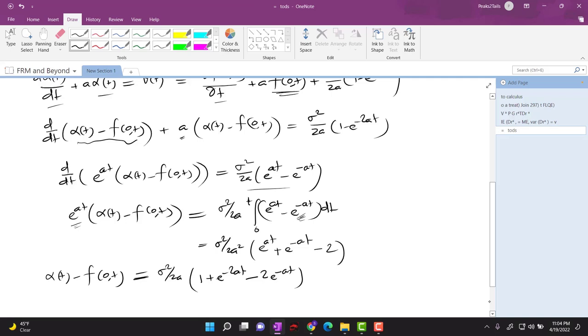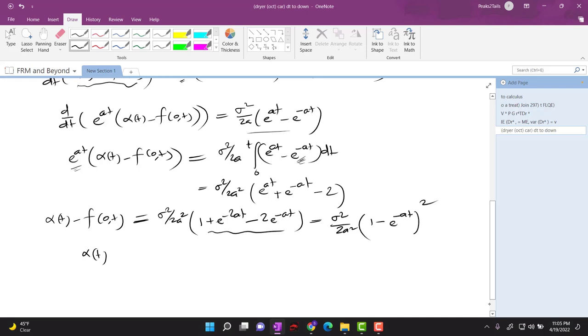Now if you recognize, this is in the form of a minus b whole square. I forgot a square here. Sigma squared by 2a square, and this is 1 minus e to the power minus a t whole square. Okay. So I get the analytical expression for alpha t, although I will not use it. But this is the time dependence of alpha, and this is what the nodes of R star must be shifted to generate the tree for R.